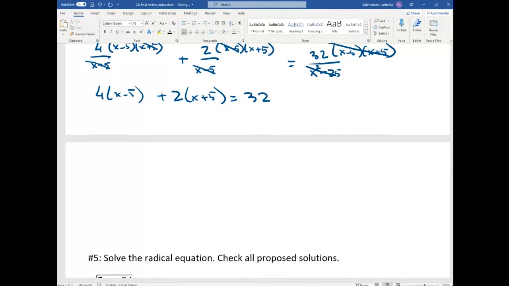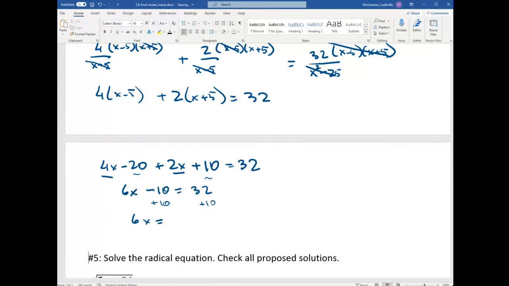Then we simplify. We multiply 4 by x minus 5: 4x minus 20, plus 2x plus 2 times 5, plus 10, equals 32. Combine like terms: 4x and 2x make 6x, negative 20 plus 10 is negative 10, equals 32. We add 10 to the left and to the right. So 6x equals 42, and we divide by 6 on the left and on the right, so that x equals 7. 7 is not equal to 5 or negative 5, so 7 is the solution of this rational equation.